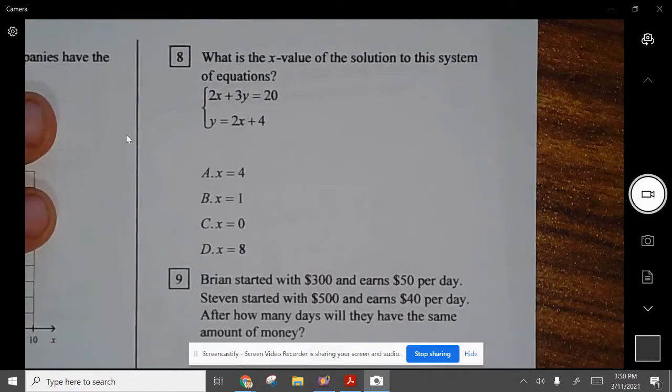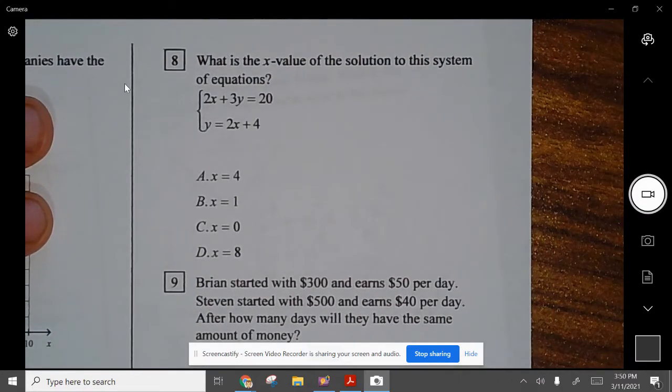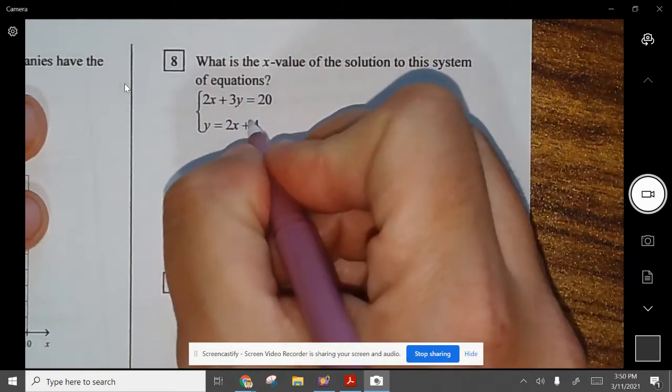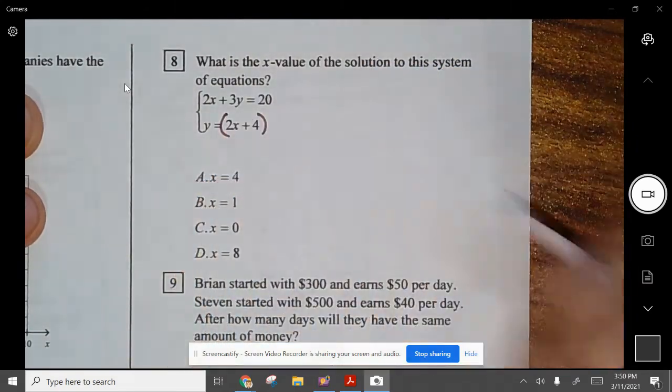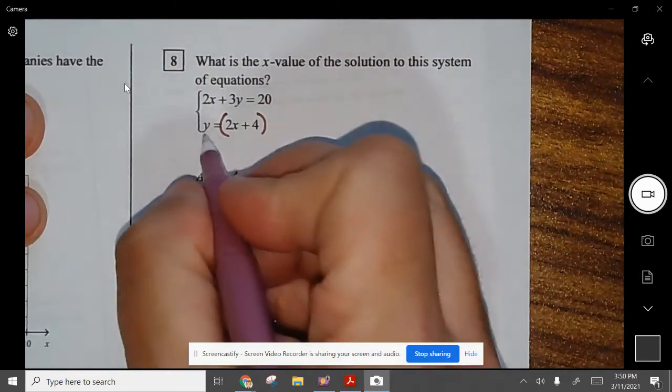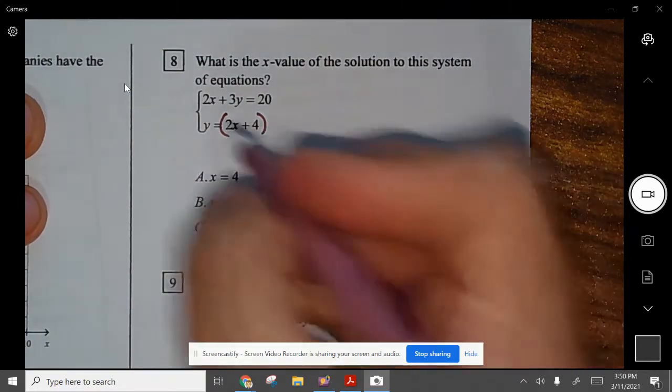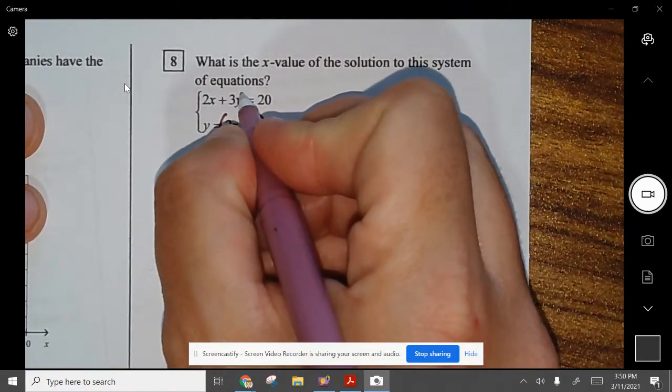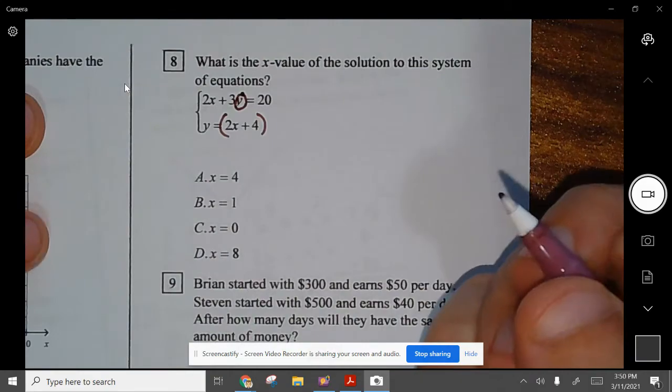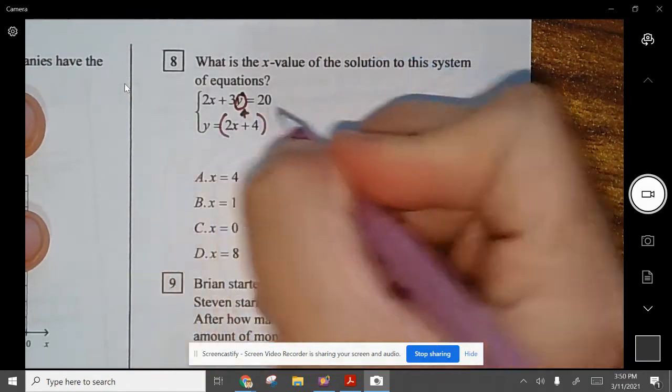All right. Number 8. These are the ones we're really kind of worried about that we can handle. What is the X solution of the system? What's the X going to be? Cool. All right, let's go ahead and take this. All of this equals Y. Do you get that? Y equals 2X plus 4. Where am I going to put all of this? Where the Y is, right there. I'm going to fit this whole parenthesis right there.